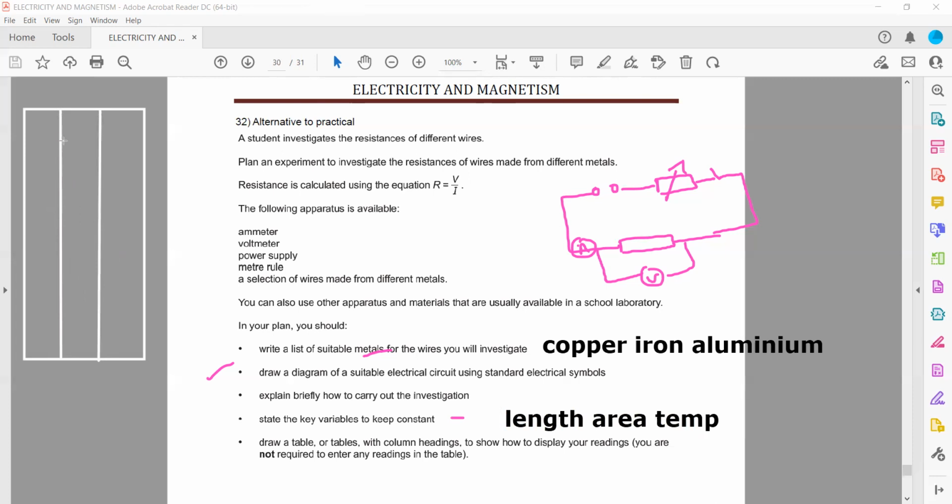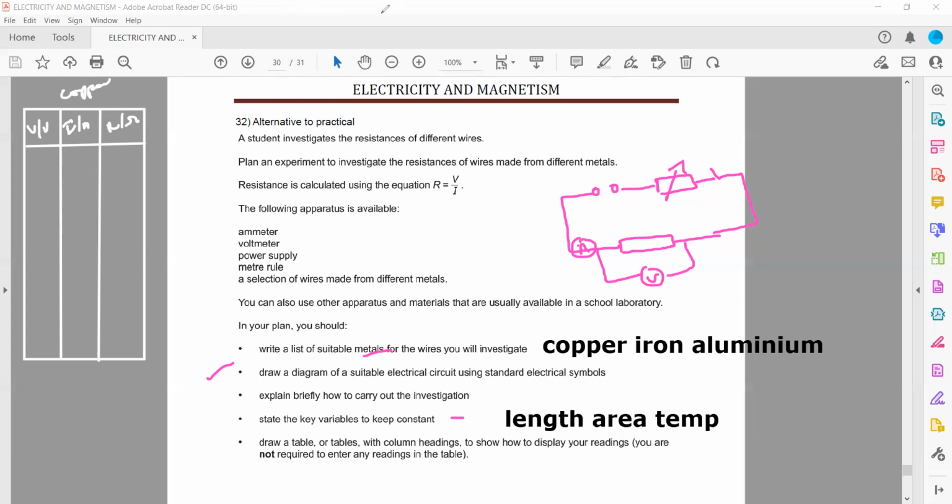You can make one table or you can make more tables, like for material A, material B. So we'll have the voltage, the reading of the voltmeter, the ammeter reading, and the resistance. This is an example for, say, copper, and you don't have to write any numbers. The same table you can make for iron and aluminium.